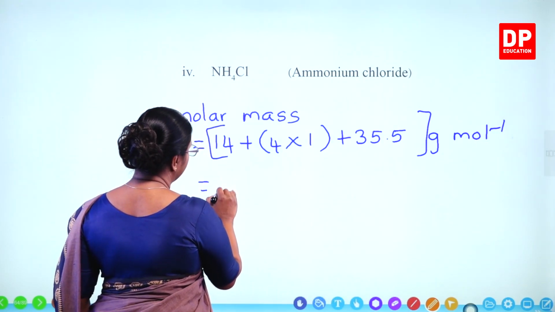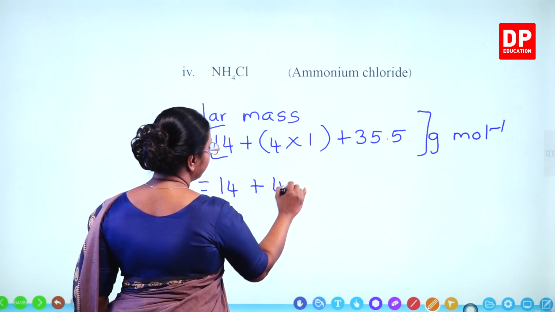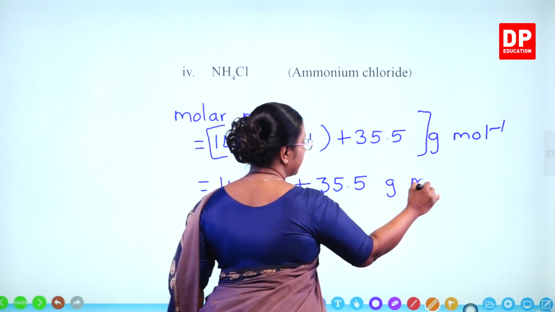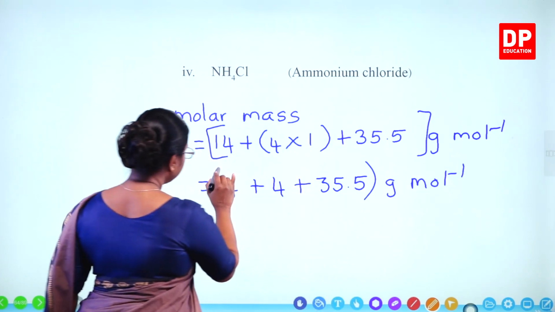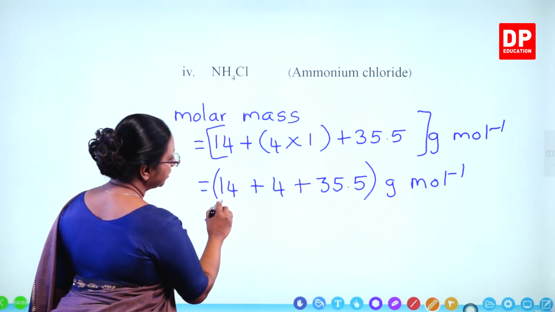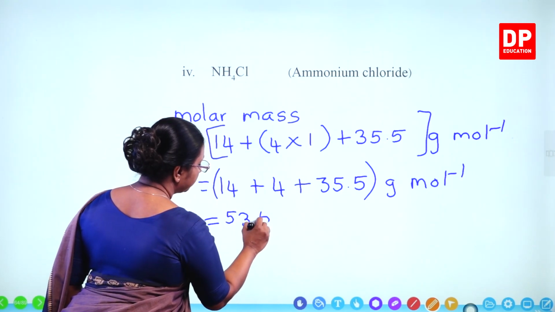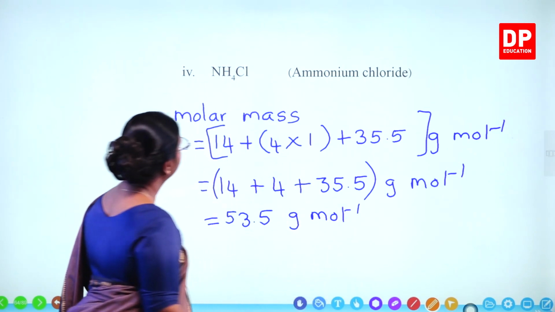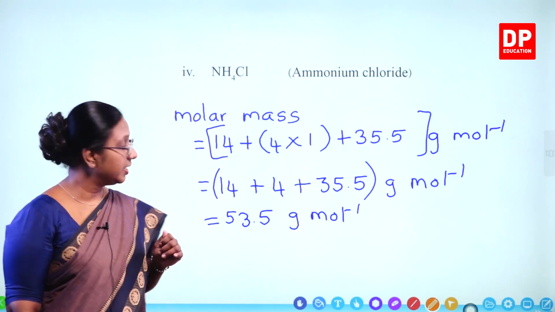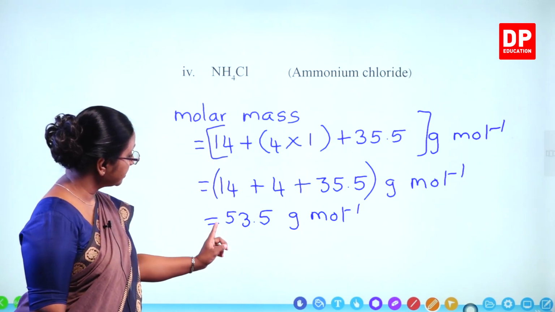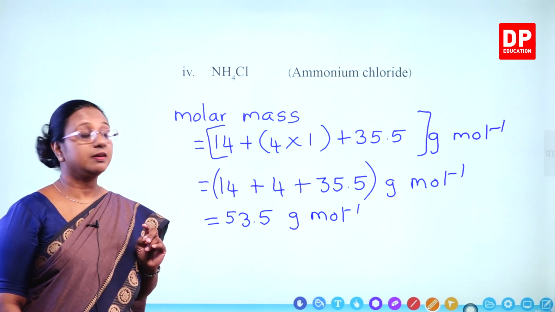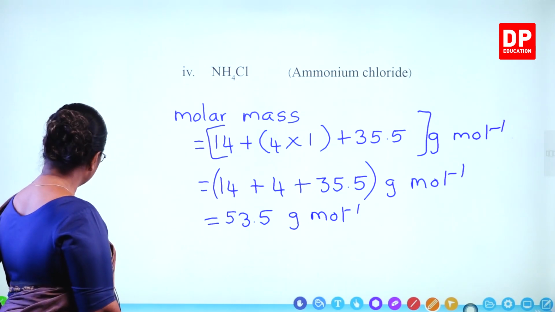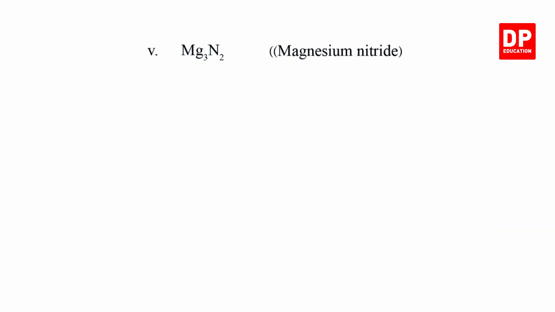So again, when we calculate 14 plus 4 plus 35.5 grams per mole, so what is the value? 53.5 grams per mole. NH4Cl, ammonium chloride, the molar mass is 53.5 grams per mole. Yes. So then I will move on to the next one.